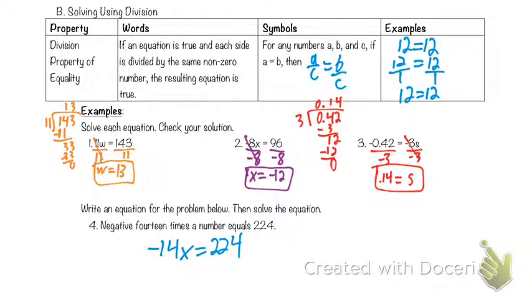Okay, how do we solve this? Courtney. You divide by negative 14. Okay, divide by negative 14 on both sides. On the left-hand side, negative 14 divided by itself, that's 1. So we're just left with x. On the right-hand side, 224 divided by negative 14. Well, we know it's going to be what kind of number? Negative, because a positive divided by a negative.